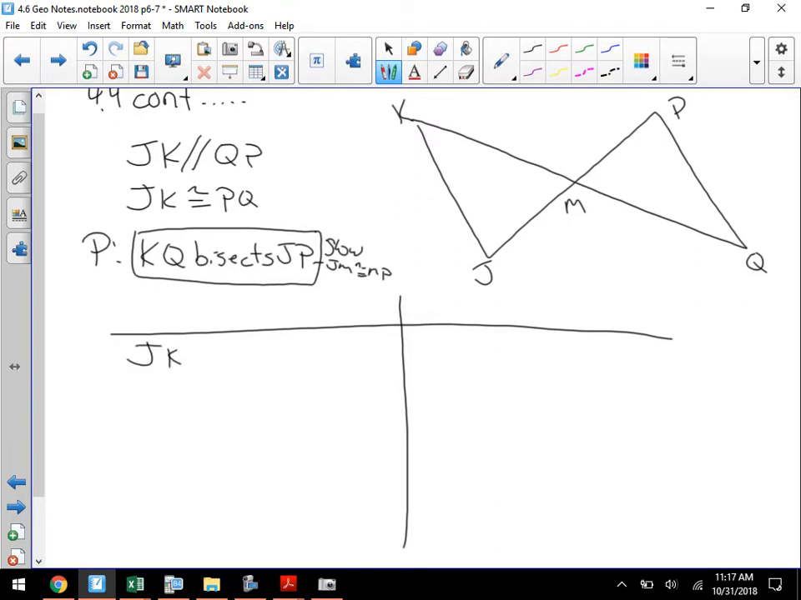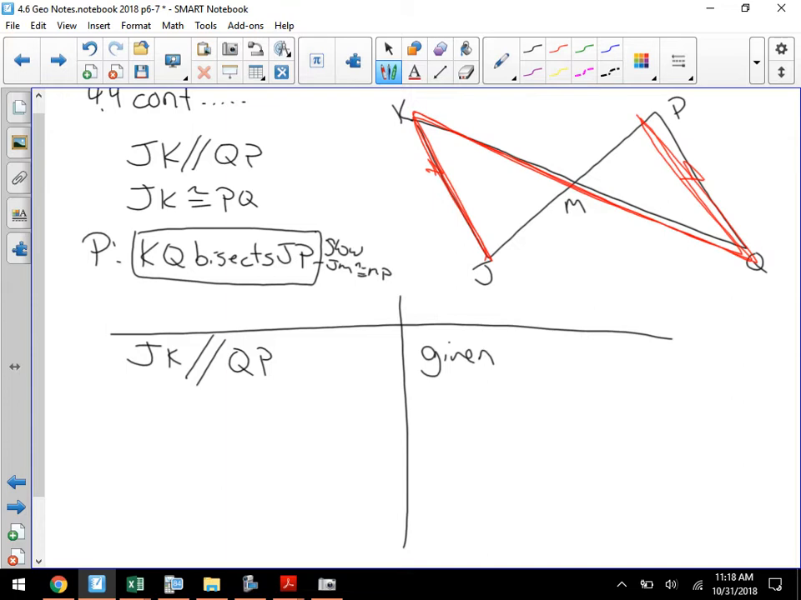JK is parallel to QP. Then according to your progression sheet, when you have a parallel, we just follow where it goes through. Now I can go that direction, or I could have gone the other direction. Doesn't matter.